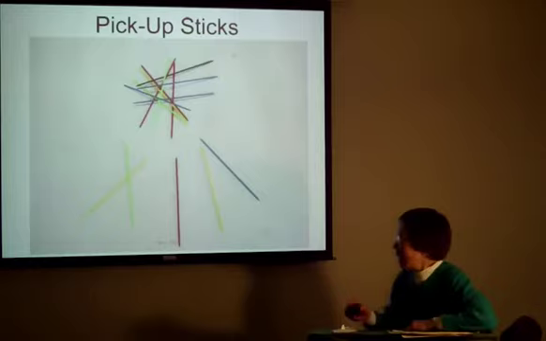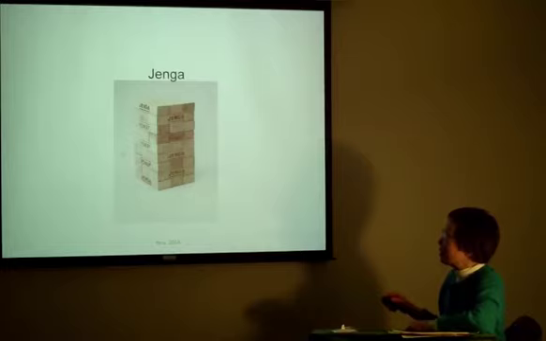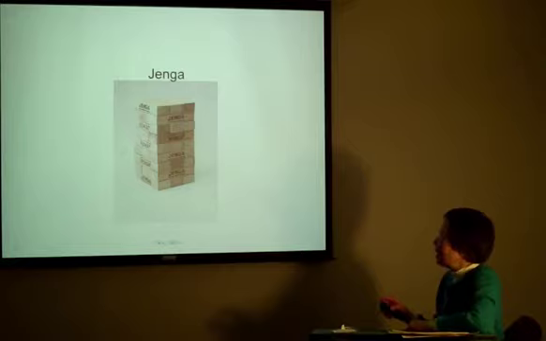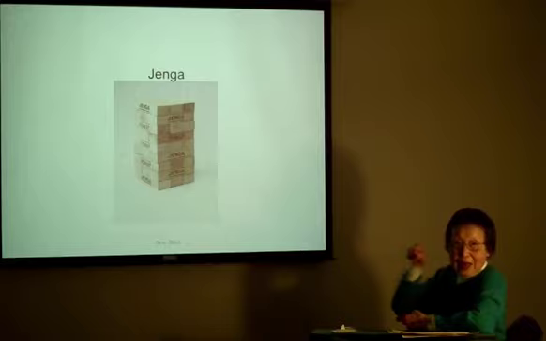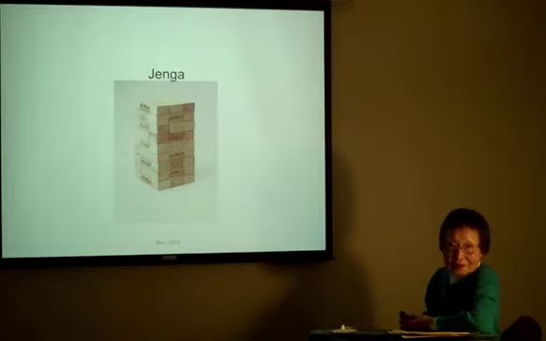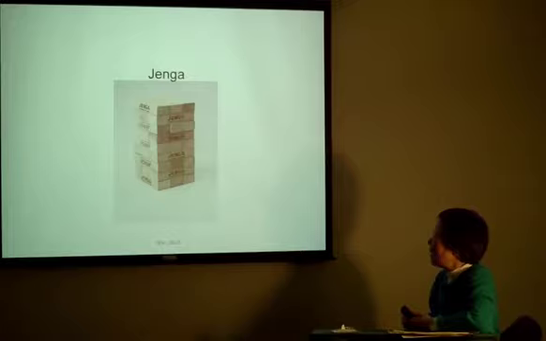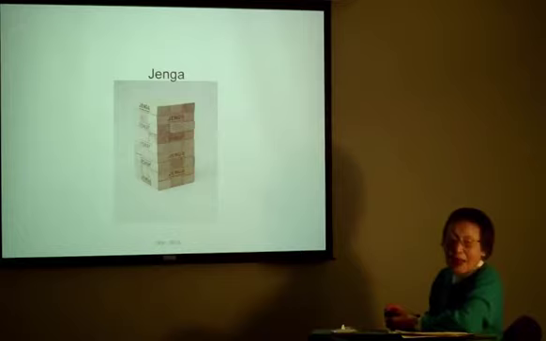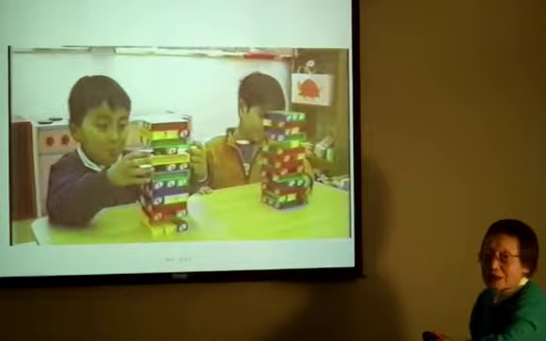Now I'd like to go to Jenga, which is a well-known game, and the rule of the game is that you try to pull out a block without making the tower fall. And if you make the tower fall, automatically you are the loser of the game. And the person who pulled out as many sticks as possible is the winner. I think that's all that you need to know about this game. And I'd like to show you a videotape of 2 children, kindergarten age children, playing Jenga.